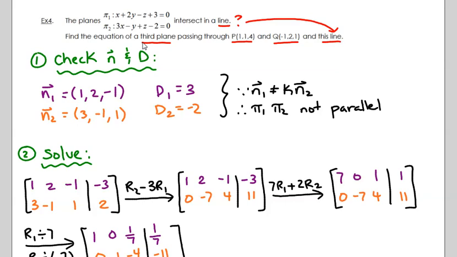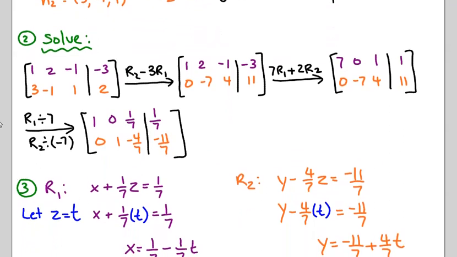You guys know how to do this. First of all, compare the normals. Okay, then you're going to compare the d values. Since they're not scalar multiples of each other, they're not parallel, which means that obviously we'd already said it intersects in a line. Okay, so we're going to have to solve for that line, and I would probably use matrices.